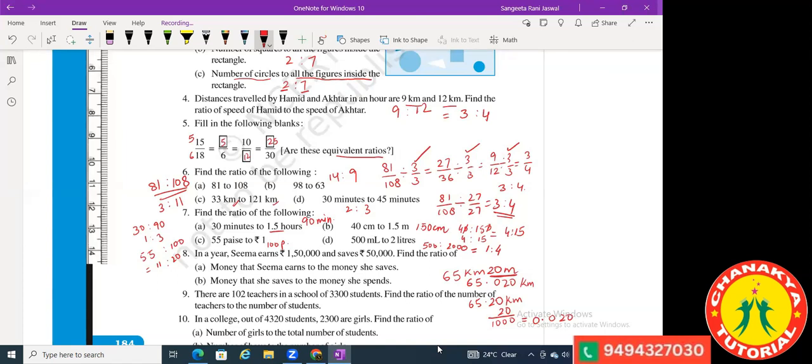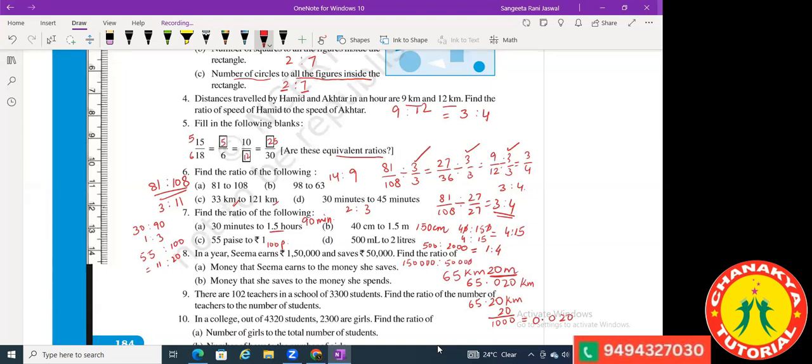Okay, now see here. Let's see question number 8. In a year, Seema earns rupees 1,50,000 and saves rupees 50,000. Find the ratio of money that Seema earns to the money she saves. So, look here. She's earning 1,50,000 and she is saving 50,000. So the money that Seema earns is 1,50,000. Ma'am, out of 1,50,000, she saves 50,000, and 1,00,000 she spends.